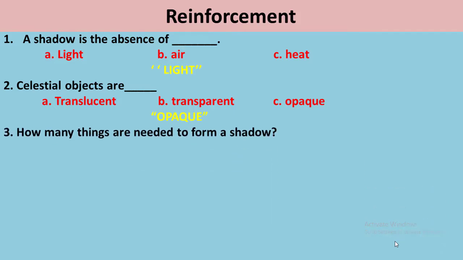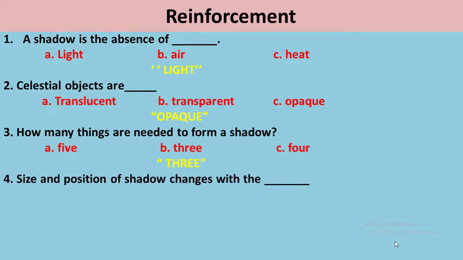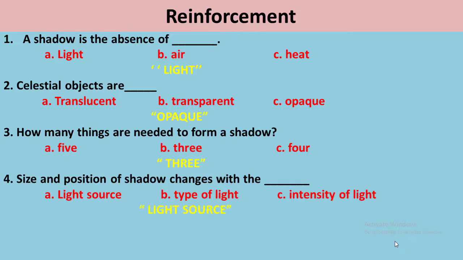Next question is, how many things are needed to form a shadow? Easy one. 5, 3, or 4? So the answer is 3. Yes, 3 things are needed to form a shadow. Next question is size and position of shadow changes with the dash: light source, type of light, or intensity of light. The answer is light source. The size and the position both change with the light source.